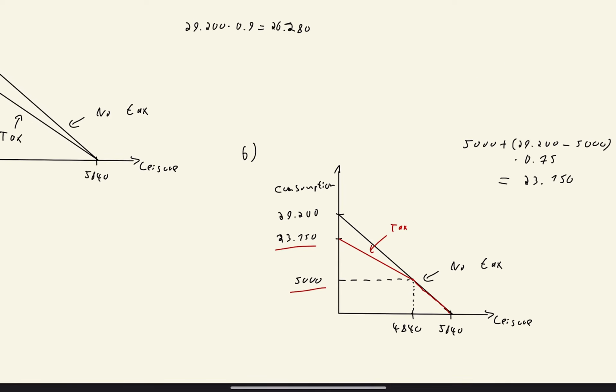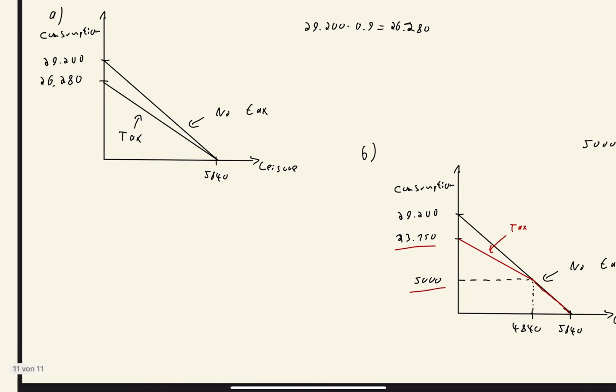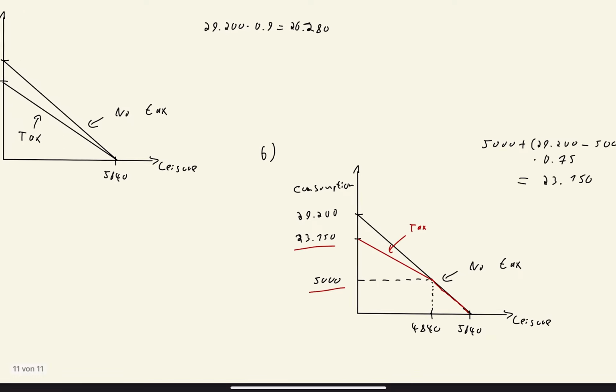Okay, this brings us to the last exercise, where we first have to calculate something. I think we won't need the same picture. No, we don't need it for the last sub-exercise.